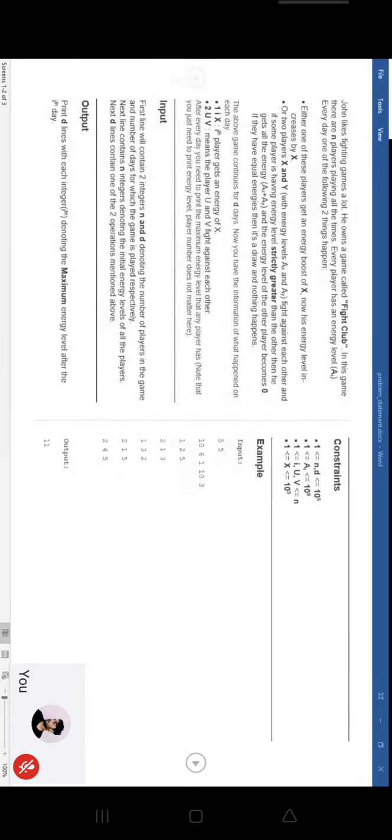Up to this, if you have any doubt regarding the problem statement, you can ask me, because after this problem statement, we need to go through the input output format and sample input output.